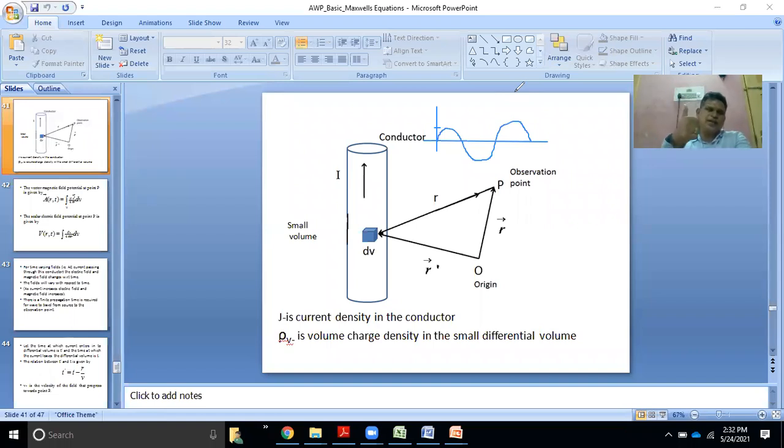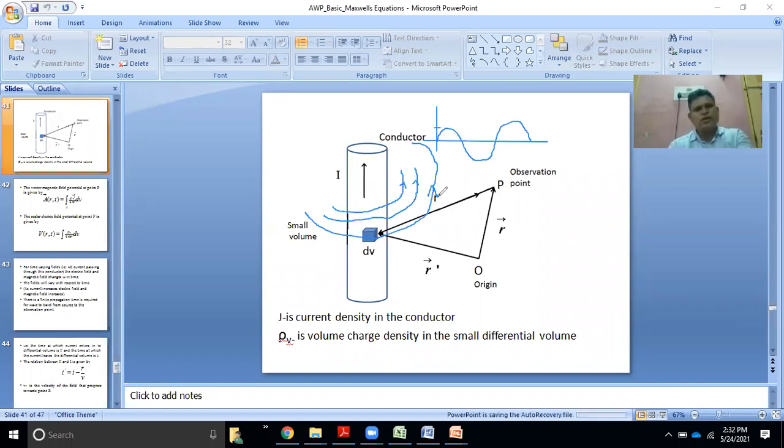See, we can use the right hand thumb rule. If the current is passing in the thumb direction, the magnetic field will be like this. If the current is passing in this direction, the magnetic field will be like this. If the current increases, the magnetic field strength also increases, and if the current increases further, it increases more, surrounding the conductor like this.